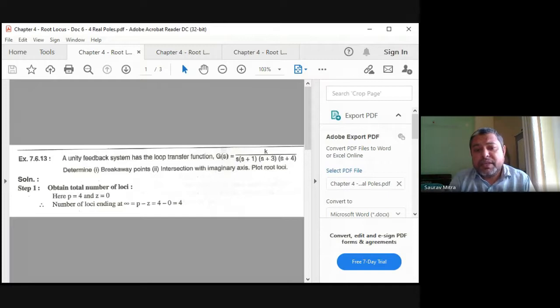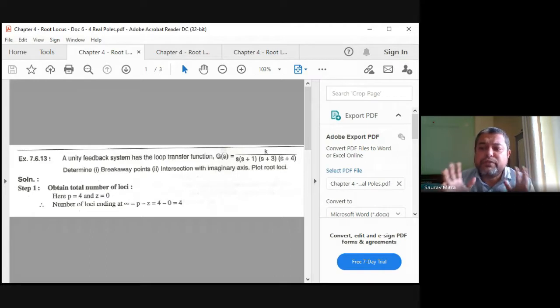Today we are going to see there are four. So instead of three, there are four real roots. They are at s equal to 0, s equal to minus 1, s equal to minus 3, and s equal to minus 4. So in this case, p minus z is equal to 4. Now what happens? So how does the root locus look? Very funny kind of thing you will see.